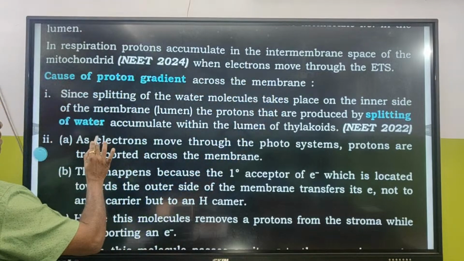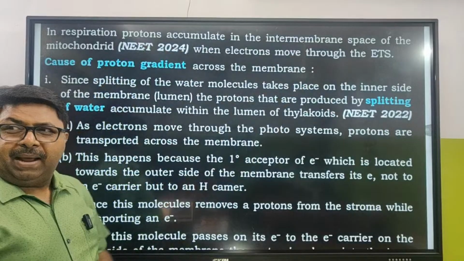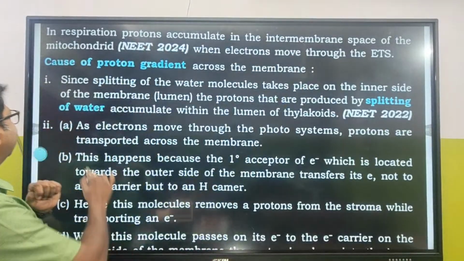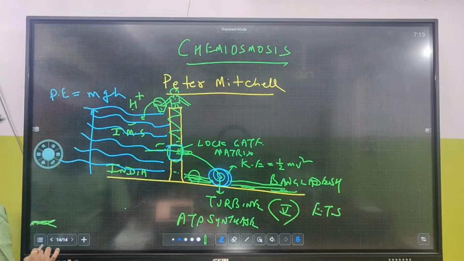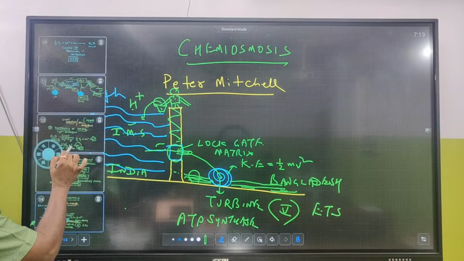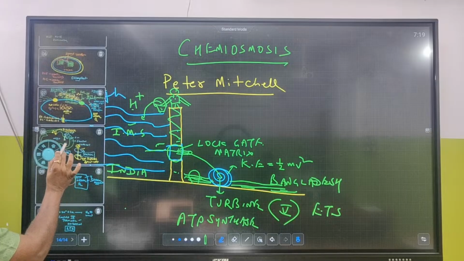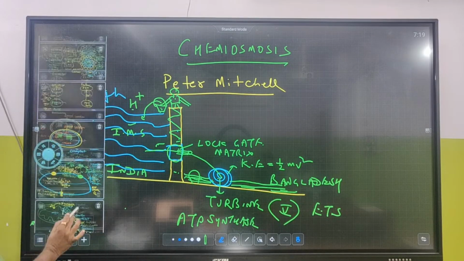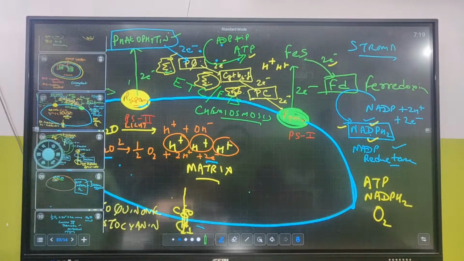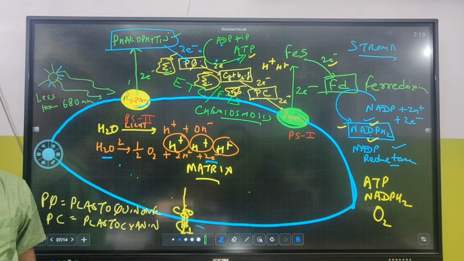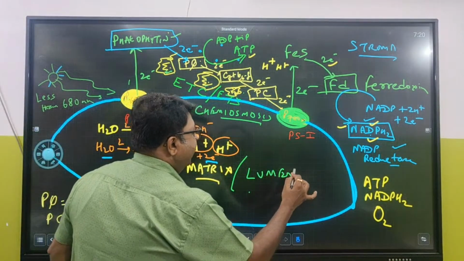What is the reason for the proton gradient formation? Since splitting of water molecules takes place on the inner side of the membrane. First, what is the reason? The reason is, where is the H plus ion gradient formed? In the lumen, this is the lumen, no? This matrix is also called the lumen.